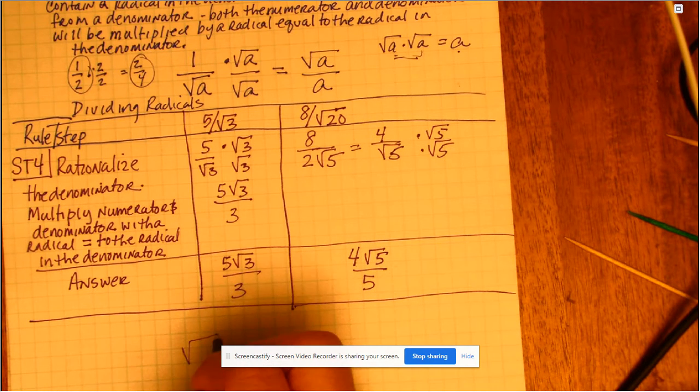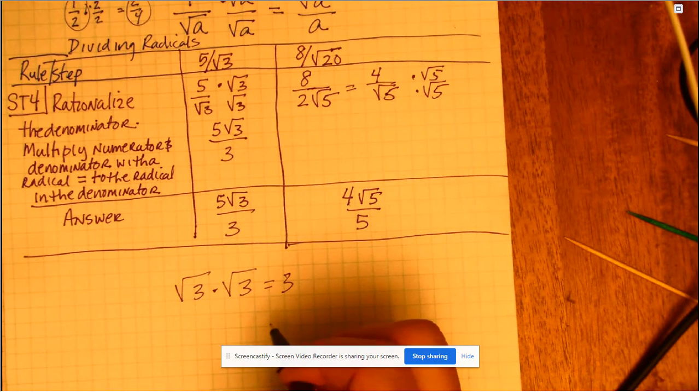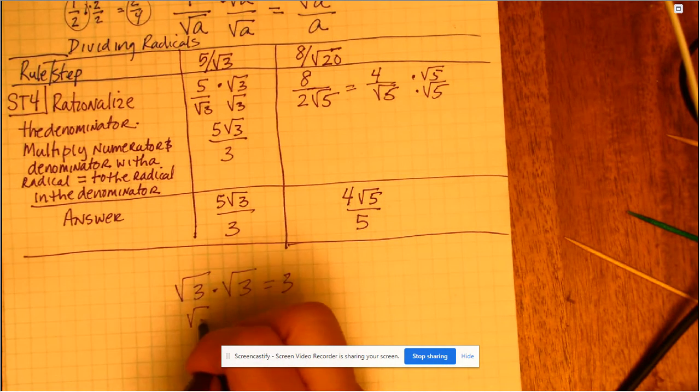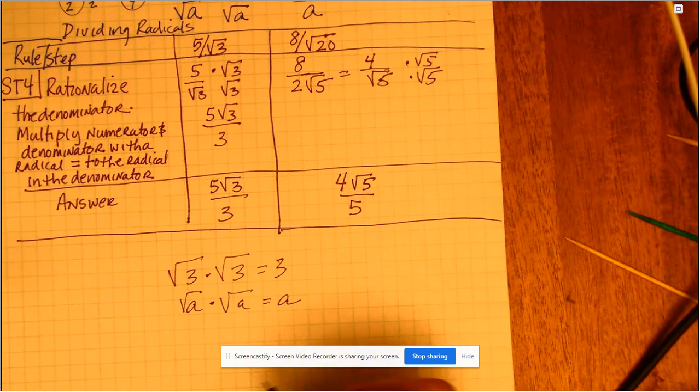Because again, remember, any radical times itself equals the value of the radicand. So it doesn't matter what it is, any radical times itself is the value of the radicand underneath. And that is how you rationalize the denominator.